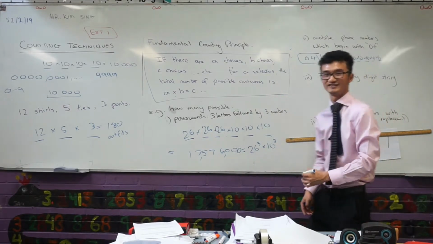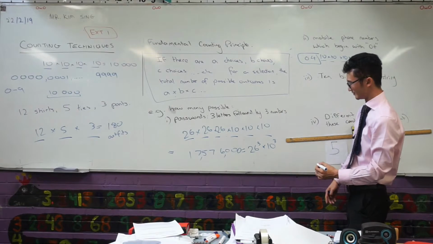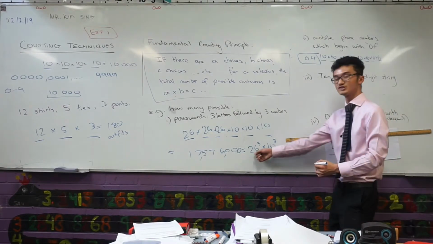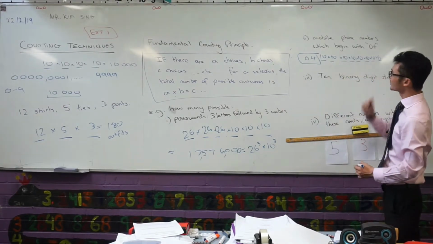17,576,000. There we go, that's all right. Wait, is that right? Yeah, 17, yeah, cool. But I can still write it out like that. Okay, this one here, again, large number.